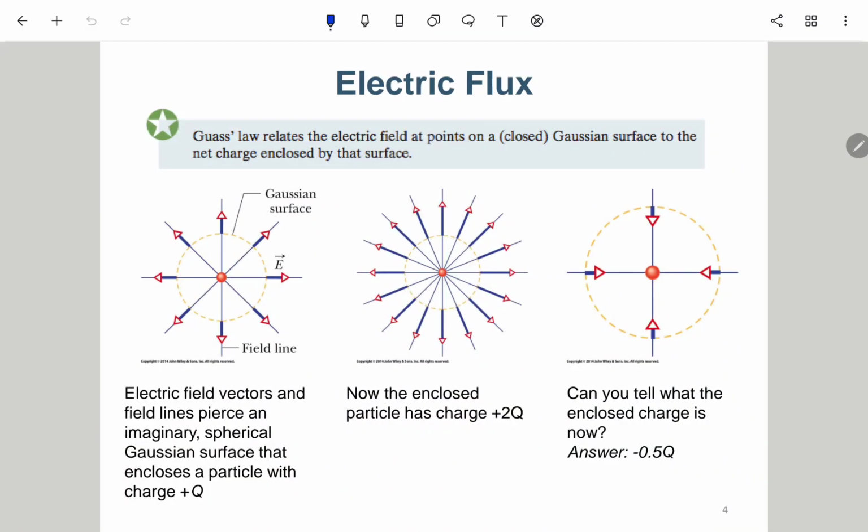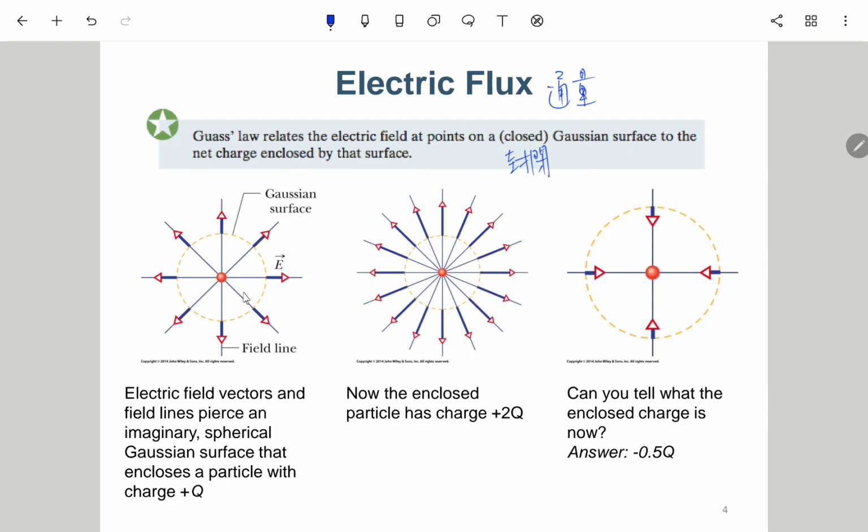So first of all we will introduce a concept called electric flux. Electric flux, flux is 通量. Okay, so here it says Gauss law relates the electric field at points on a closed Gaussian surface, 就是高斯面了, to the net charge enclosed by that surface.